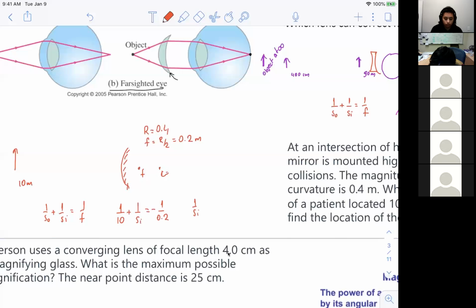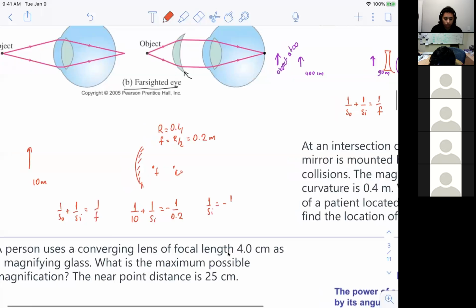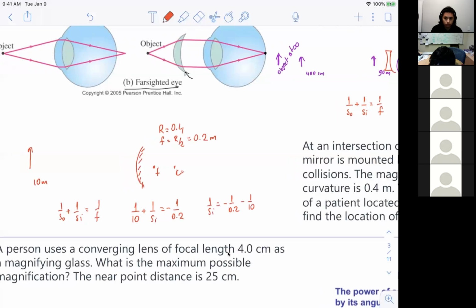1 over S_I equals 1 over 2 minus 1 over 10, right? Then S_I is going to be 0.2 times 10 over minus 10.2. So it's going to be 2 divided by 10.2, equals 1 over minus 9.6, right? And that's the location. So it's going to be somewhere here, the image.